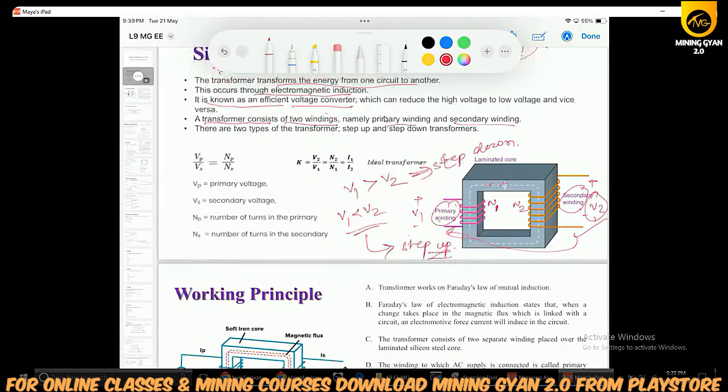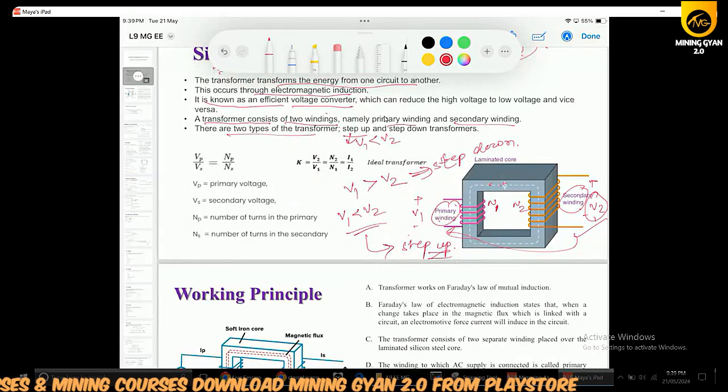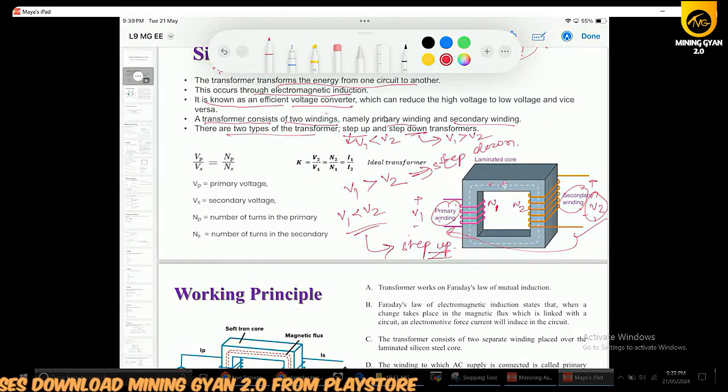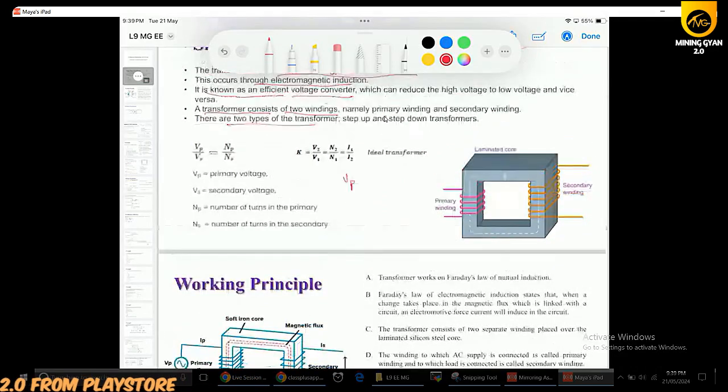Then there are two types of transformers. In case of step up, V1 will be less than V2, and in step down, V1 will be greater than V2. So these are the fundamental things regarding a transformer. Now, Vp is the V1 only, that is the primary voltage, and Vs is the secondary voltage, and that will be your V2. That is Vp, and this is Vs.